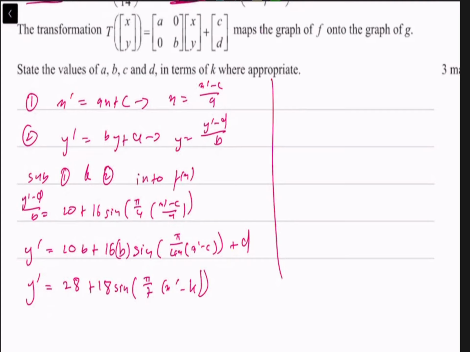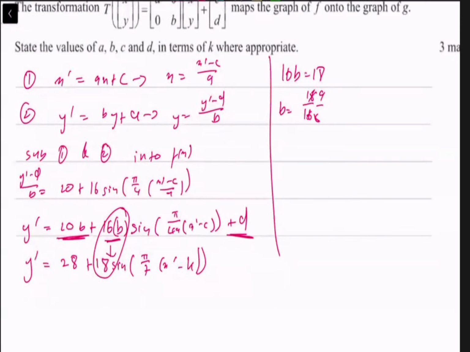There's the c values and there's also this value. I guess we'll start with this value because for the other one we have to include d. So 16b is equal to 18. So b is 18 on 16. So b is 9 on 8. So now we have our b value.